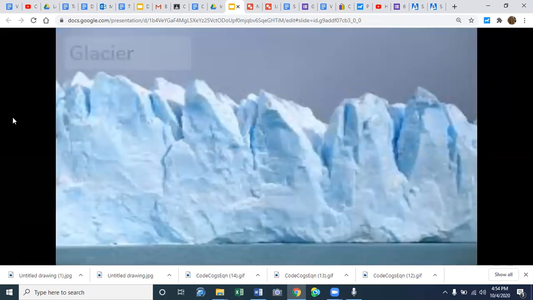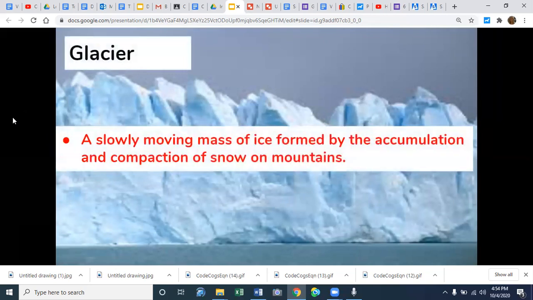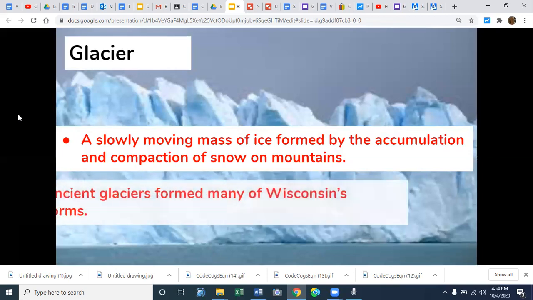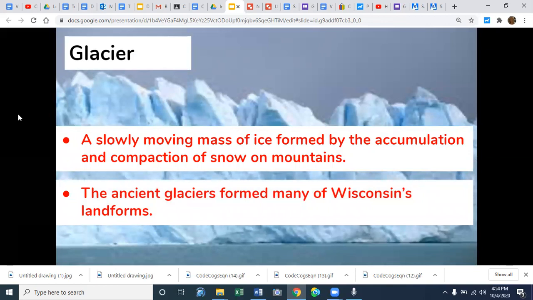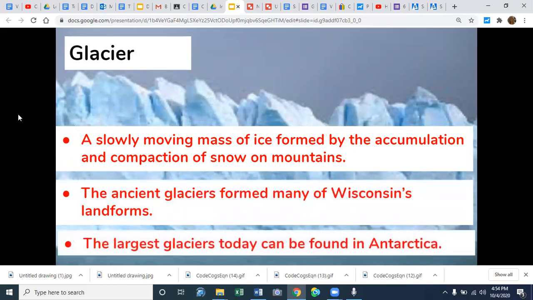Okay, here is a glacier. A glacier is a slowly moving mass of ice formed by the accumulation and compaction of snow on mountains. The ancient glaciers formed many of Wisconsin's landforms. We have kettles, we have, like I said, lakes, we have hills. The largest glaciers today are found in Antarctica, where it's always cold.